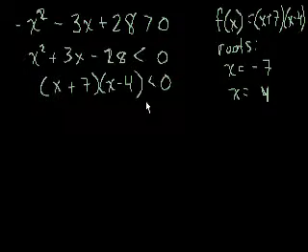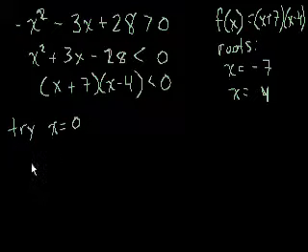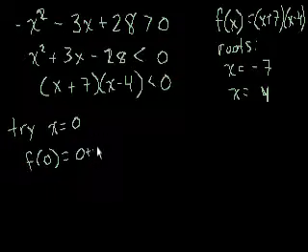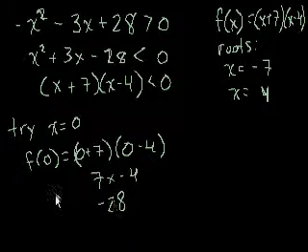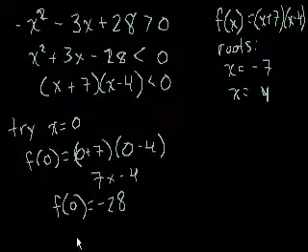So what I do whenever I'm doing this quick on a test or something, I just test numbers that are either between the roots or outside of the two roots. So let's pick a number that's between x equals minus 7 and x equals 4. Well, let's try x equals 0. f of 0 is equal to 0 plus 7, whoops, times 0 minus 4, which is just 7 times minus 4, which is minus 28. So f of 0 is minus 28.